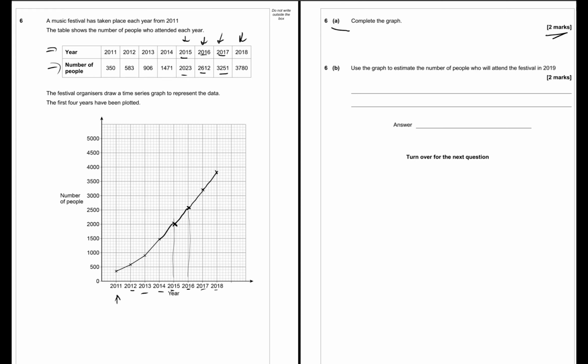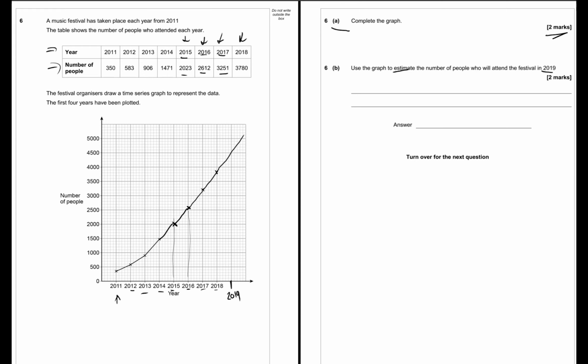Okay, 6B, use the graph to estimate the number of people who will attend the festival in 2019. So what we can do here is draw a line of best fit, or we can just see that it's trending upwards. So we're going to carry on this line here, and keep drawing a straight line up like this. And then we're going to write 2019 on our graph.